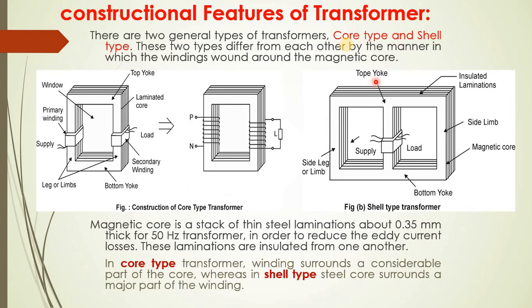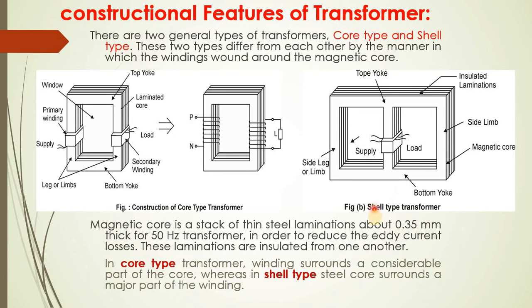Next is the constructional feature of the transformer. There are two general types of transformer: core type and shell type transformer. These two types differ from each other by the manner in which the winding is wound around the magnetic core. You can see here this is a core type transformer, the construction of the core type transformer. You can see the core, and the winding is wound over this core, which means the winding will surround the core.